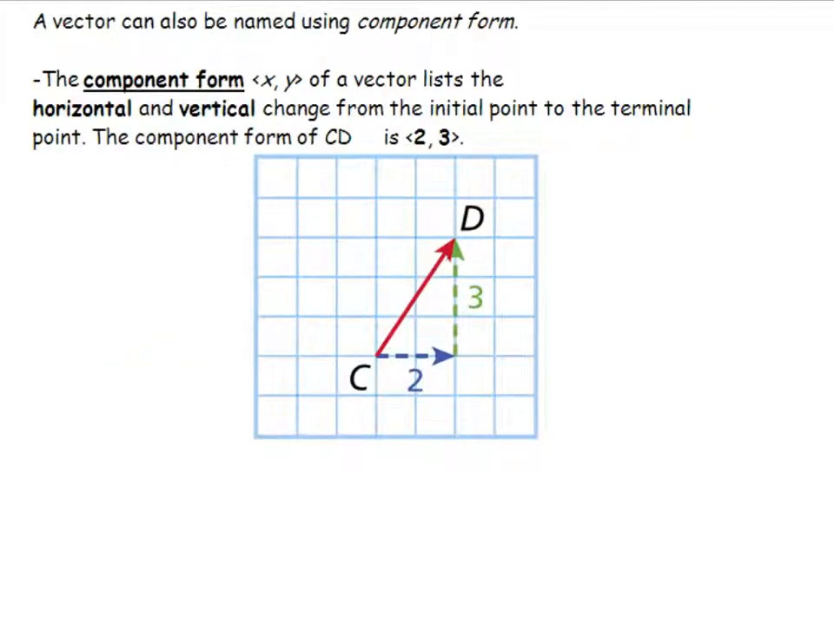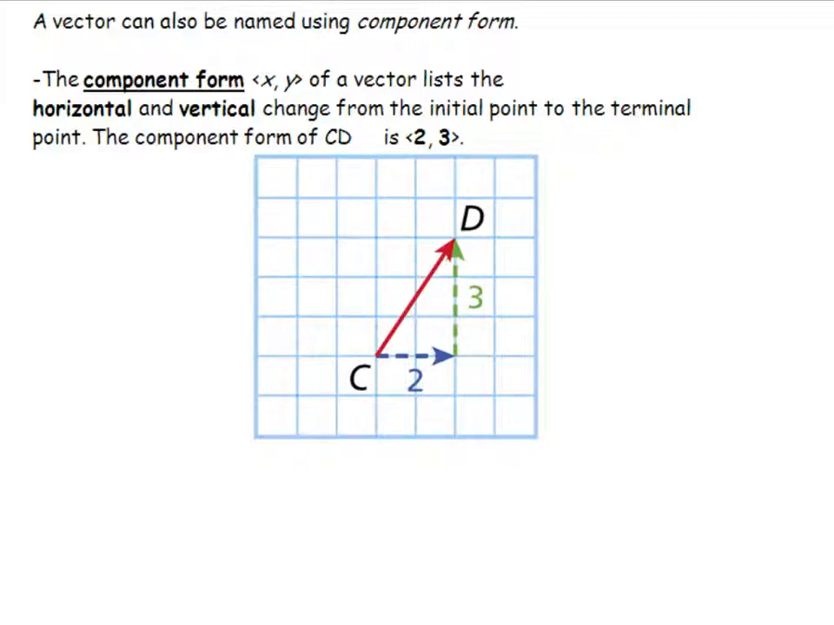All right, we can also name a vector using something called component form. The component form is like this, ⟨x, y⟩, kind of looks like a point, but it has these arrow-looking things at the end. This component form of a vector lists the horizontal and then the vertical change from the initial point to the terminal point. So if you take a look here at vector CD from our initial point to our terminal point, horizontally we move 2, vertically we move 3, so the component form of this vector is ⟨2, 3⟩.